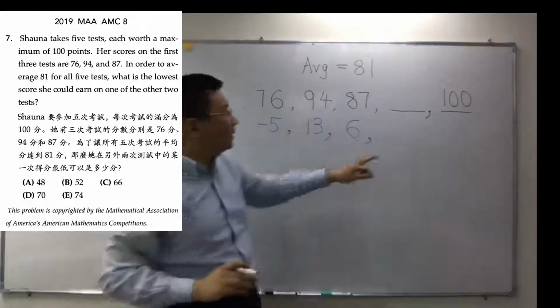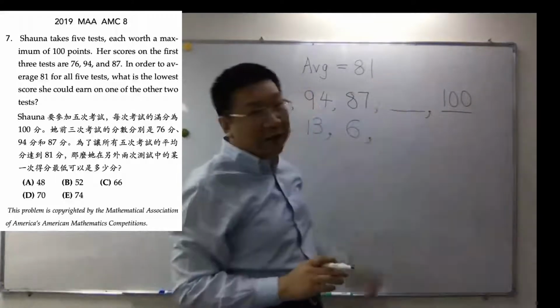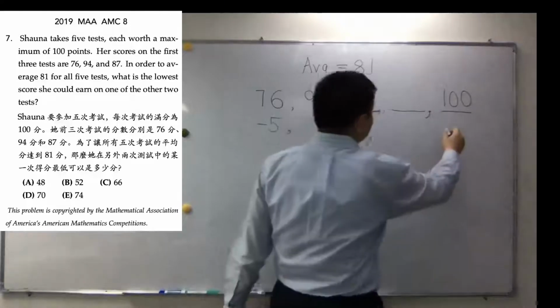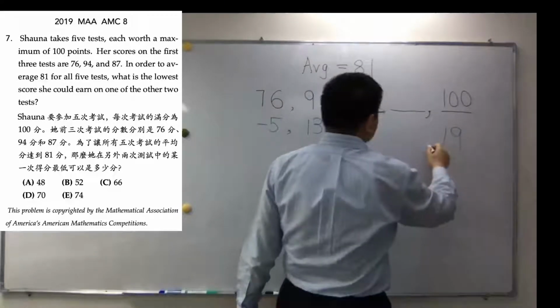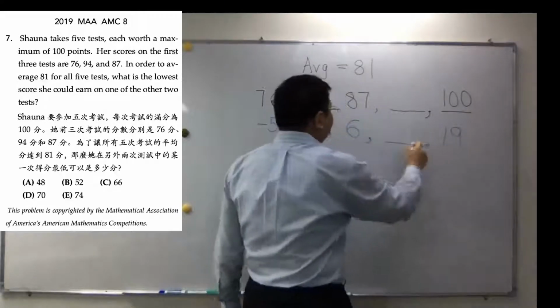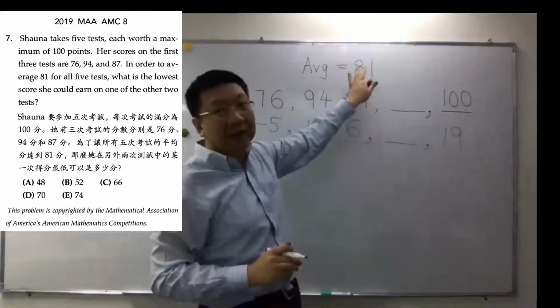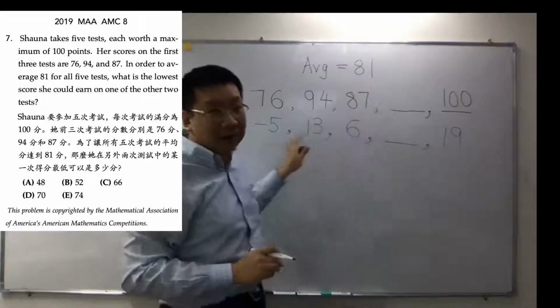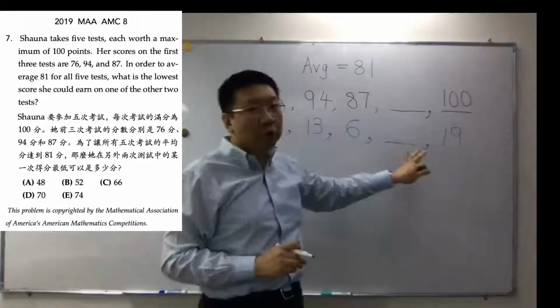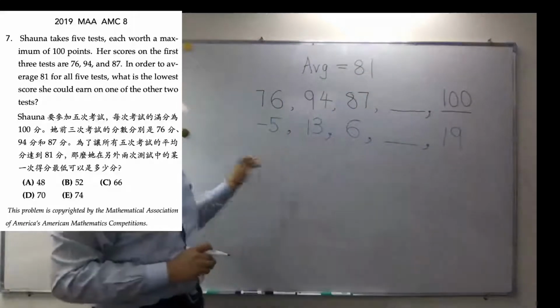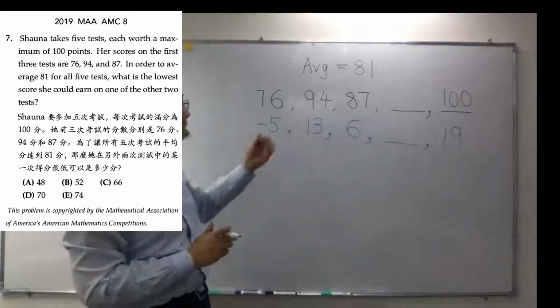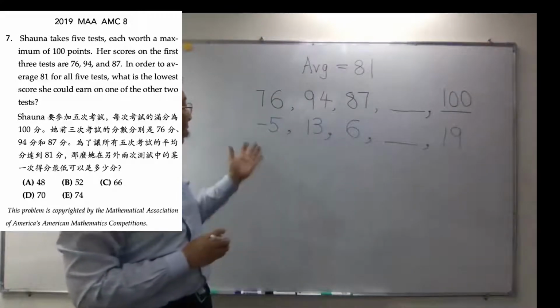And for that higher score, 100, the difference with 81 would be 19. So now we calculate the difference of all the numbers with 81. Given the average is 81, all these differences should add up to 0. Okay, then how can we make them to be 0?